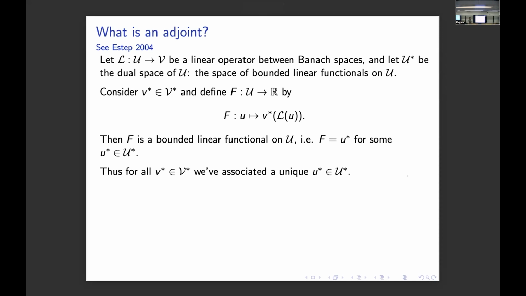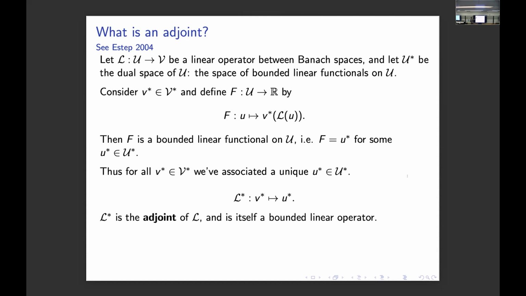It's quite easy to show that F is itself a bounded linear functional on U now. So in other words, it is in the dual space of U. It's an element in this dual space, a linear bounded functional. So it must be equal to some U star in our dual space. What we've done is, for every element in the dual space on V, we've associated a unique element in the dual space of U. And that's our adjoint, essentially. We've defined a linear map from the dual space on V to the dual space of U. And that's our adjoint operator.